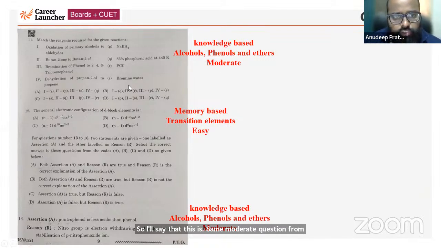So next one is general electronic configuration of D block elements is asked. It's a very straightforward question. So I'll say a very easy question and a memory-based question from transition elements.